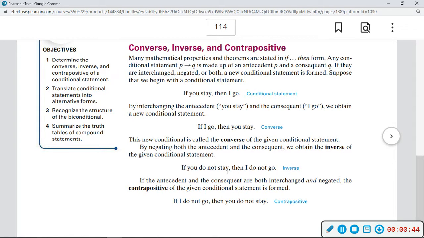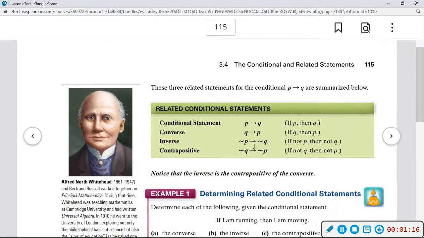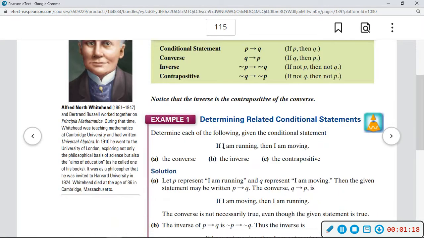Inverse negates both parts, the antecedent and the consequence, as the book names them. So if you do not stay, compared to this, if you stay, then I do not go, compared to then I go. So inverse just adds not or negates them. And then you have a contrapositive, which negates the converse. So if I don't go, then you don't stay. So all stemming from the if then form. And you also notice the truth table for these related conditional statements.